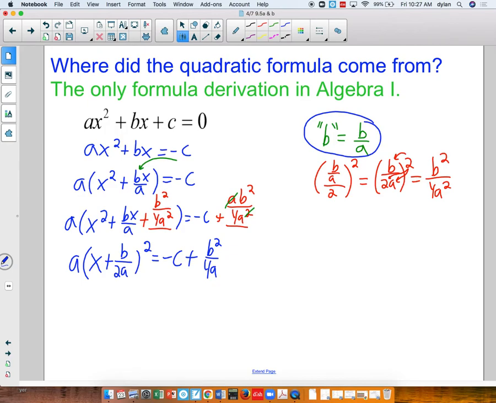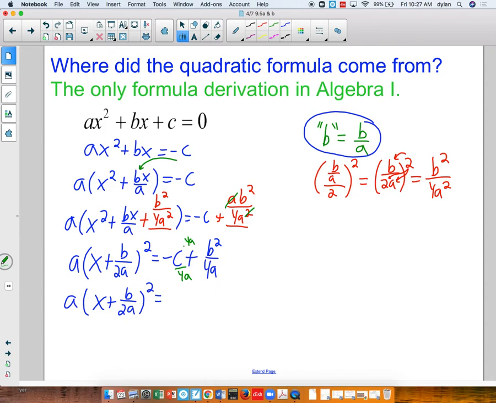Because now we want to combine the two terms on the right side. And to do that, we need a common denominator. And in this case, our common denominator is going to be 4a. So I'm going to rewrite the left side, x plus b over 2a squared. And on the right side, we need to multiply top and bottom by 4a. We're going to multiply by 4a over 4a so that we can combine our like terms.